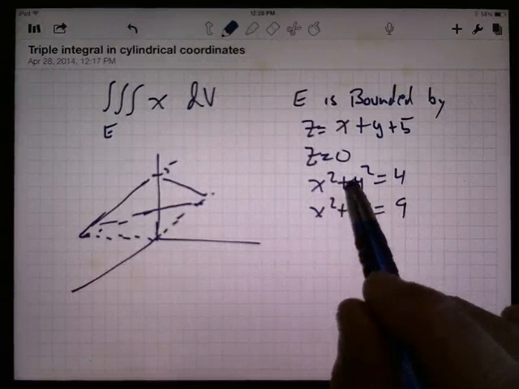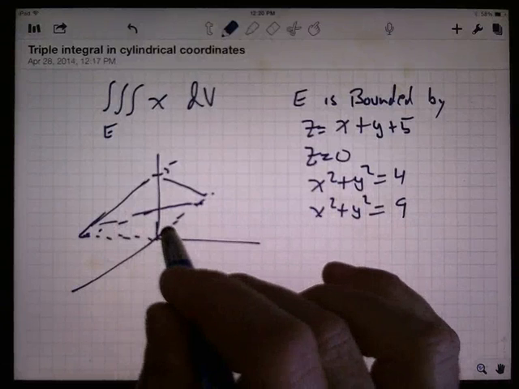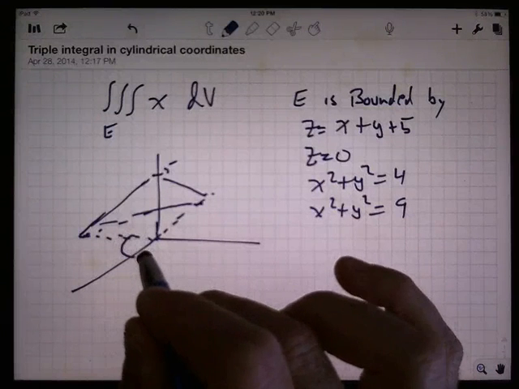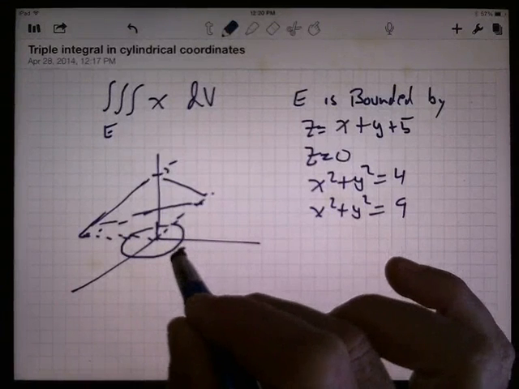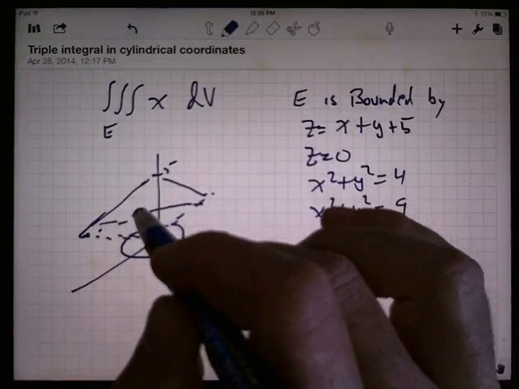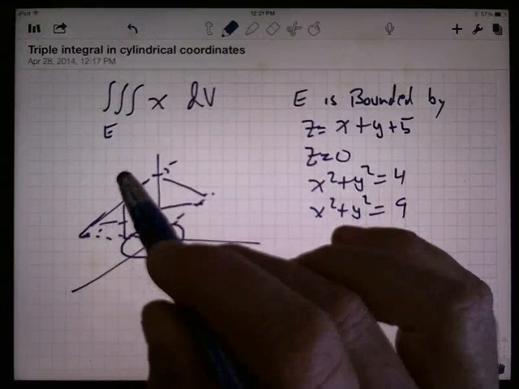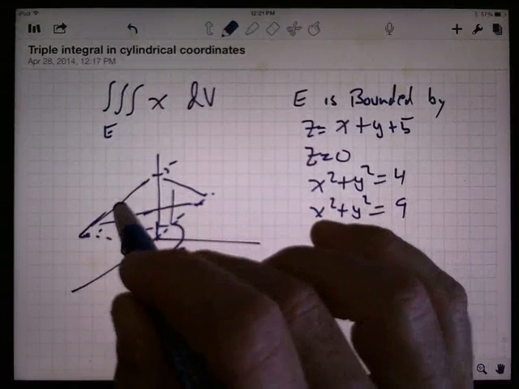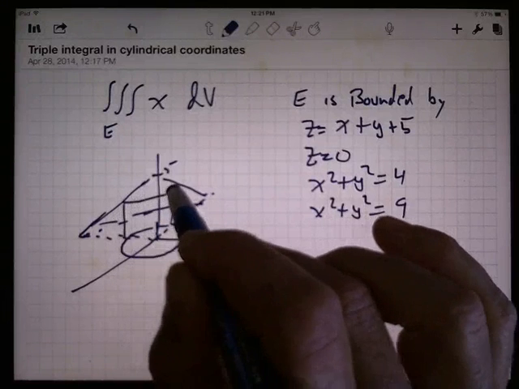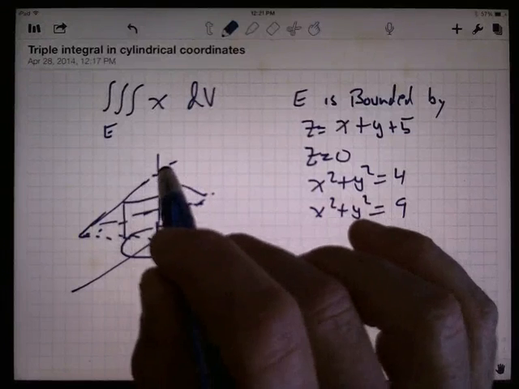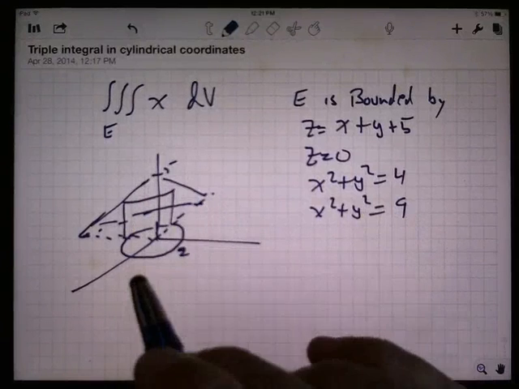Then I've got the cylinder x squared plus y squared equals 4. In the xy plane, that's just a circle of radius 2. But since z is there too, the cylinder goes up from this point, up to there. So it's going to intersect that plane in an ellipse that goes below 5 over here and above 5 on this side.